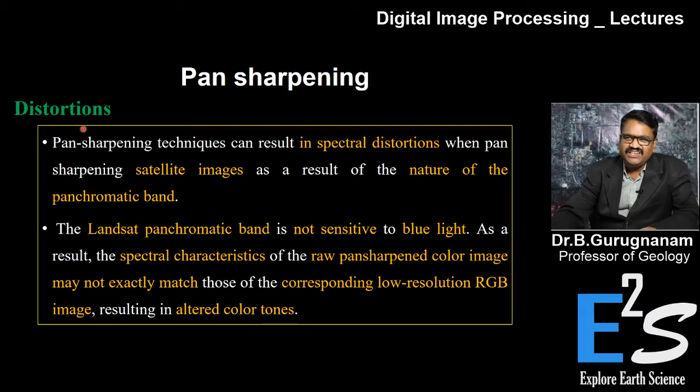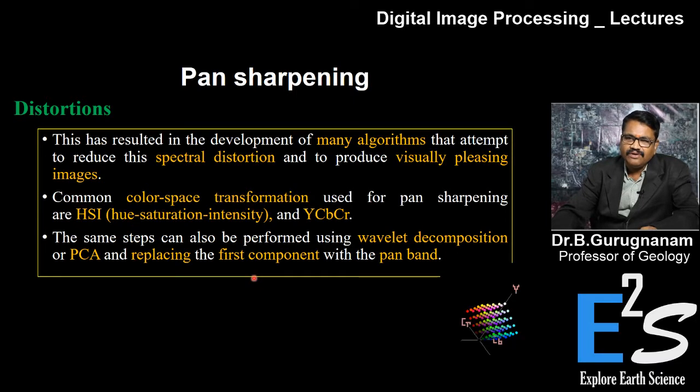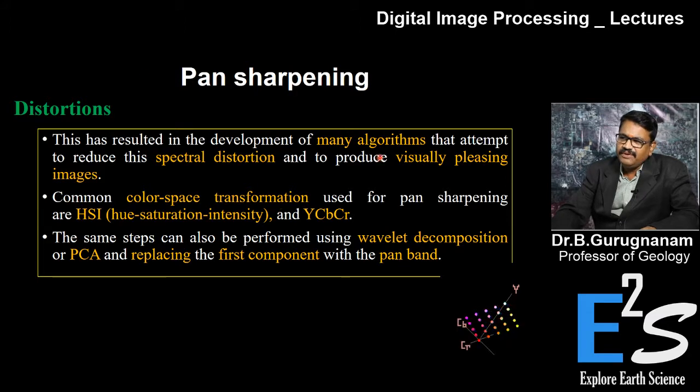And this is where you will get distortion. Normally if you work with a single satellite, it doesn't matter much. But if you are going for different satellites, be careful that spectral distortions will be there. The Landsat panchromatic band is not sensitive to blue light. When you are using Landsat panchromatic data, you have to be doubly careful, as you will get a distortion in the output. And the distortion will be there with different algorithms, like spectral distortions in visually pleasing images.